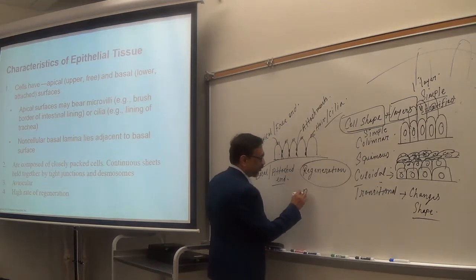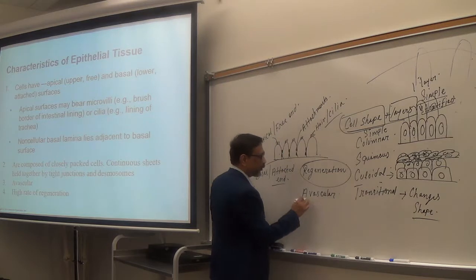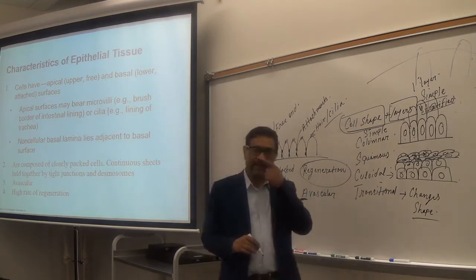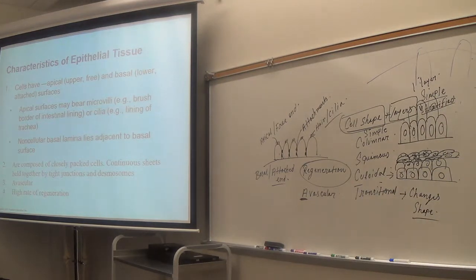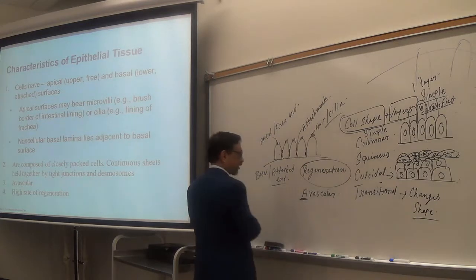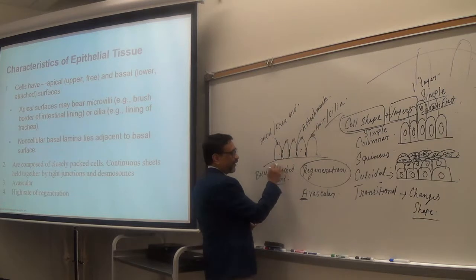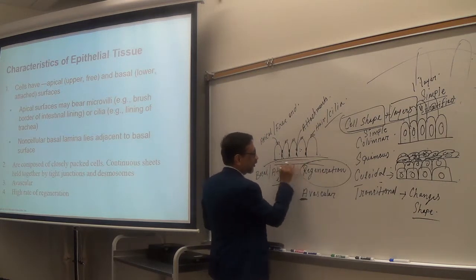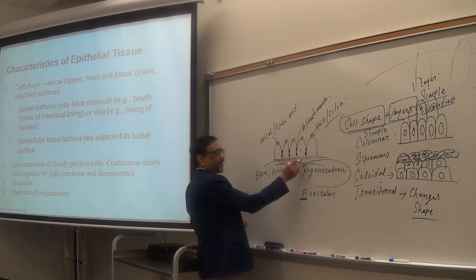Avascular: A means absence, no blood vessels. No blood vessels are present in the epithelial tissue. Now the question is how the epithelial cells stay alive and get oxygen and nutrition if there is no blood vessel here. It gets nutrition and oxygen from underlying connective tissue. Epithelial cells are attached to the connective tissue.